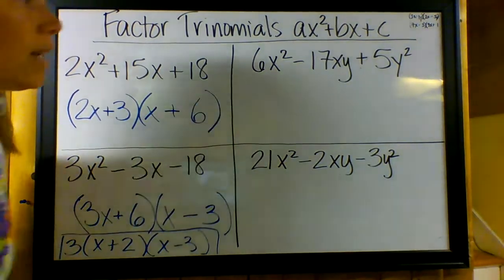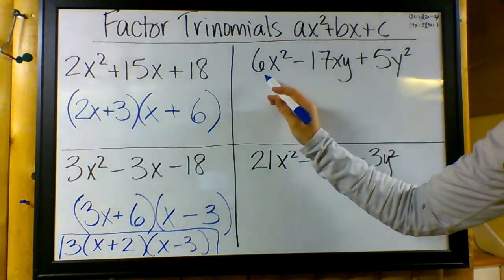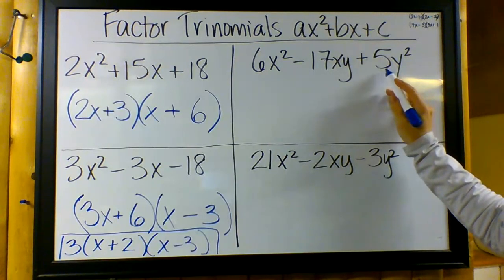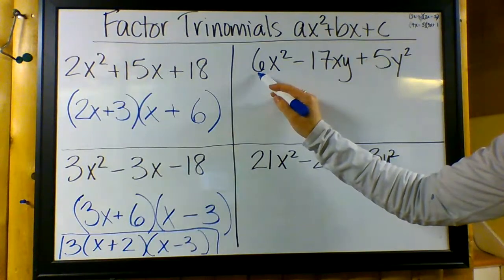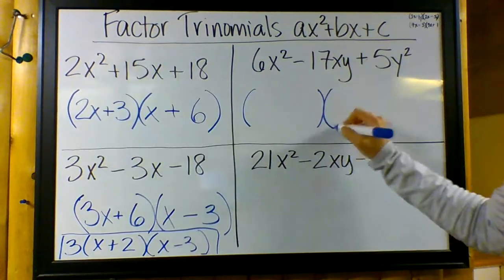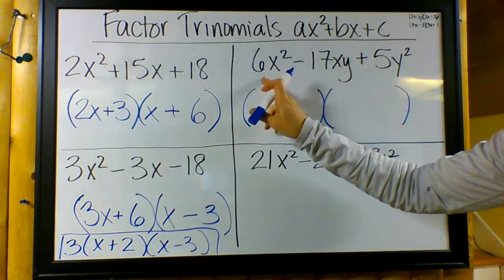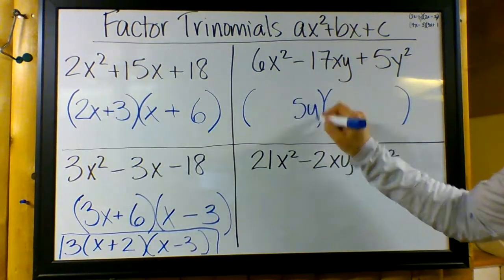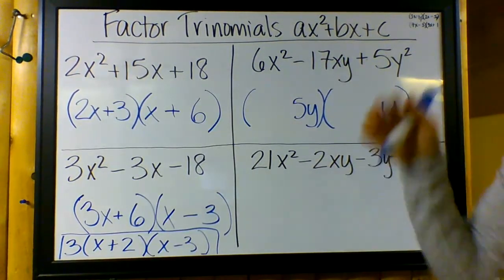Okay, so let's see. I'm going to come on this side now. I've got one more. In this case, my first number is not prime, but my last number is prime. So I'm going to look for greatest common factor, which I forgot last time. 6, 17, and 5. No GCF. Let's open up some nice big parentheses. And instead of putting the first terms in place, I'm going to put the last terms in place. I know that this has to be 5y times y to make 5y squared. And that's the only option.